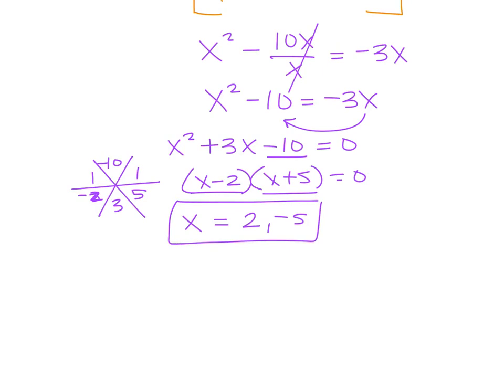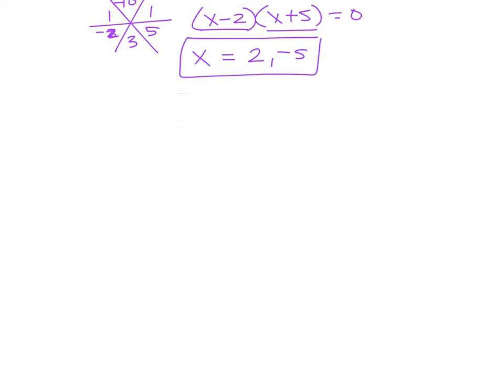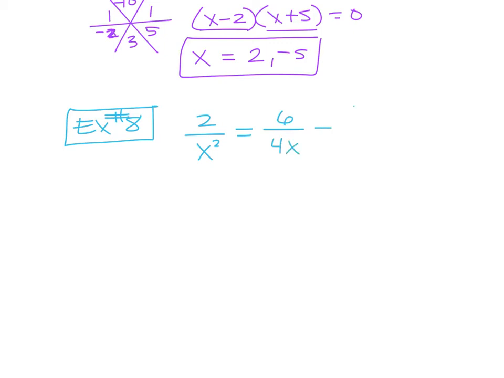Questions on that? So you might have to factor every now and then. If you get a quadratic, right? If you get an x squared plus something x plus some constant, you're gonna have to factor a little bit. Okay, 2 more. Let's do number 8 here. So you have 2 over x squared equals 6 over 4x minus 1 over 4.